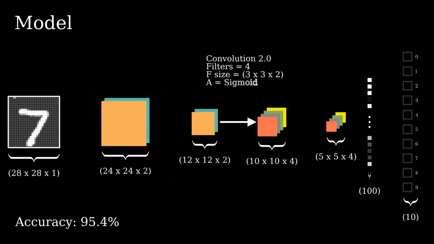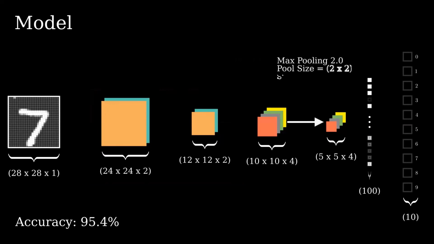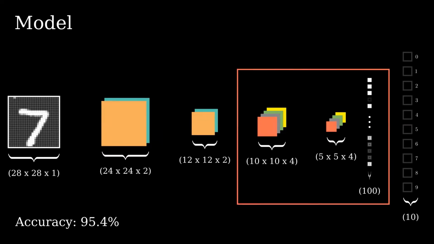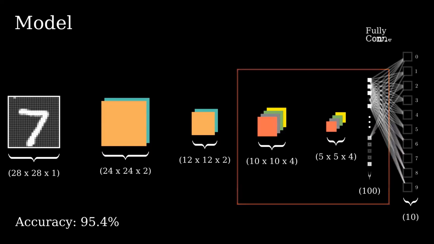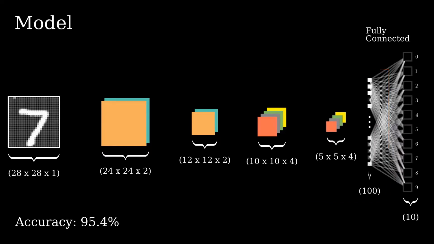Then we move on by performing our second convolution. This time, we'll use 4 filters that have the dimensions 3 by 3 by 2. The activation is sigmoid. We'll then perform max pooling exactly as earlier before we flatten the matrices out. This gives us a flattened layer with 100 nodes. Here is our second layer. Finally, we have a fully connected dense layer which outputs our predictions.